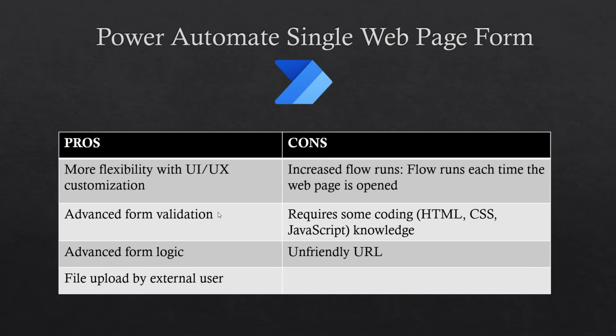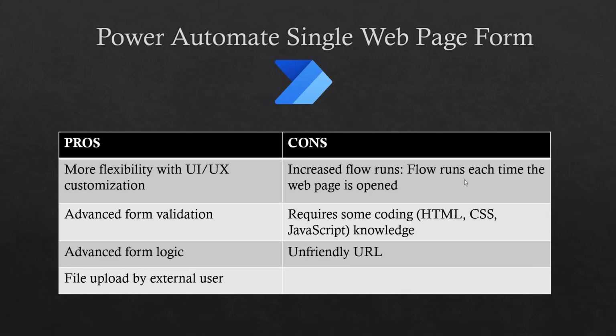Advanced form validation. There are some validations you don't have on Microsoft Forms that you may need to include, just like the date of birth one that I showed, where you can only select a previous date, not a future date. I don't think you can do that on Microsoft Forms. Advanced form logic: of course, Microsoft Forms also has something called branching, but it's not as advanced. It still has some limitations, but with JavaScript and all, you can create whatever logic you need on your form. Also, file upload, which is what we just explained, obviously.